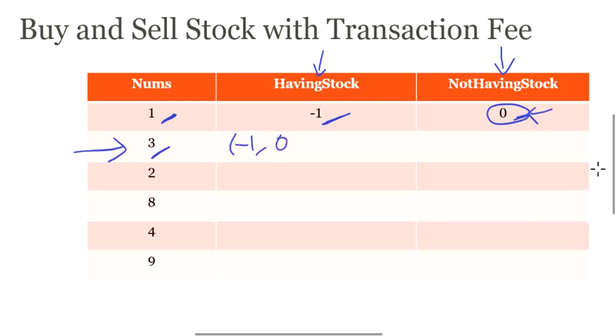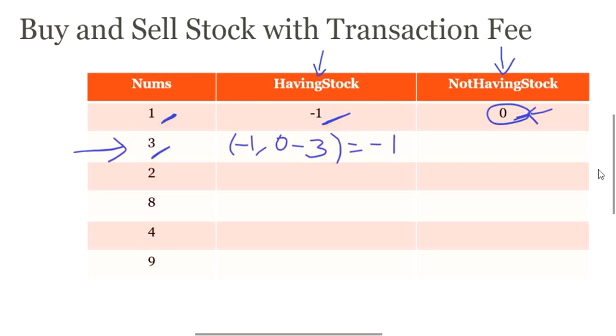So from that, we are going to minus that amount. So here the price of the stock today is 3. So our job is to maximize the profit by end of the day. So out of -1 and -3, the maximum value is going to be -1.